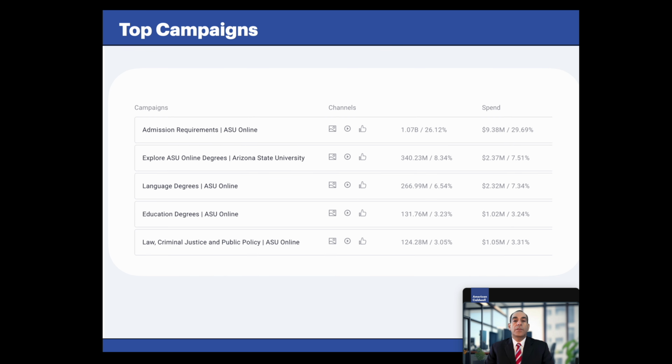Their top campaigns are explaining admission requirements with 1 billion views, 9.3 million of the ad spend. And then looking towards the online degrees and language degree programs, as well as a law, criminal justice, and public policy program.